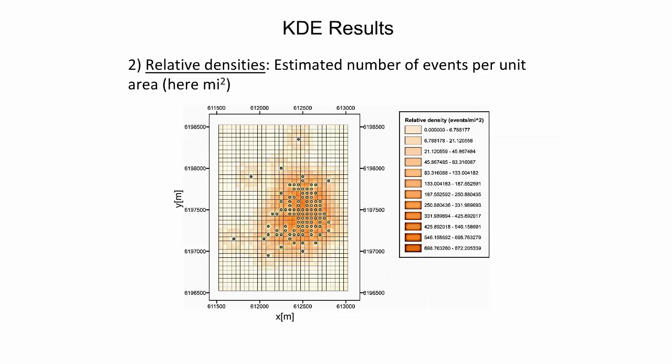The second way to provide grid values is as relative densities. These provide values in events per unit area. They are adjusted by the grid size, such as events per square meter, hectare, or square mile. Event density per square mile was used to generate this map. The legend shows that the estimated event density varies between 0 and about 872 events per square mile.